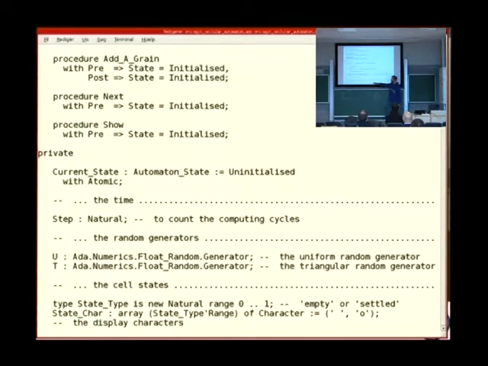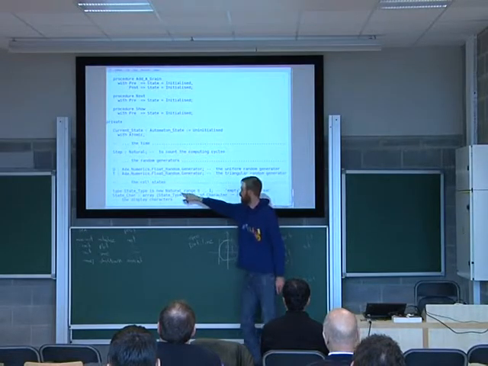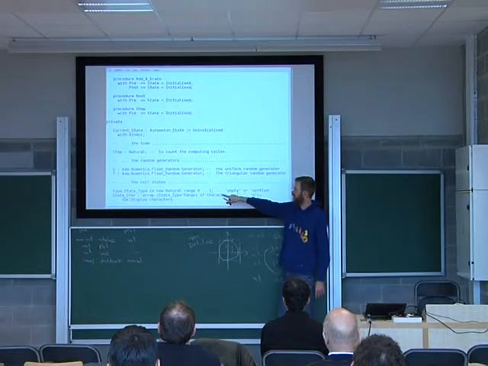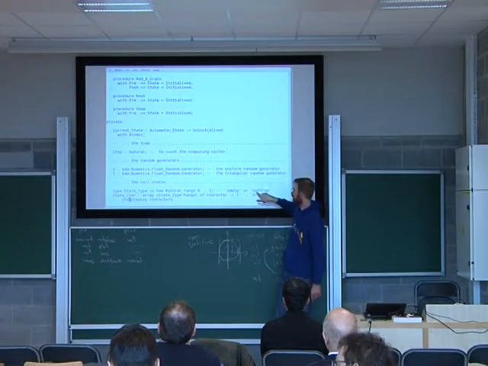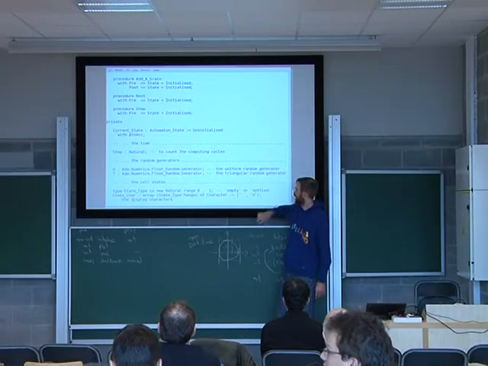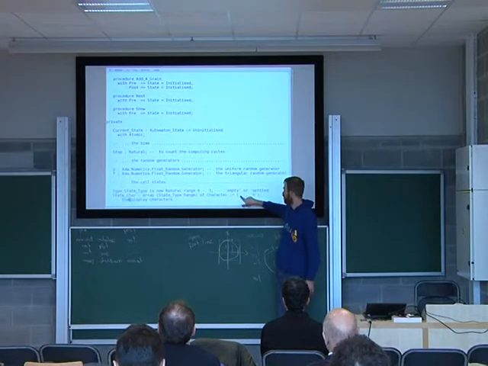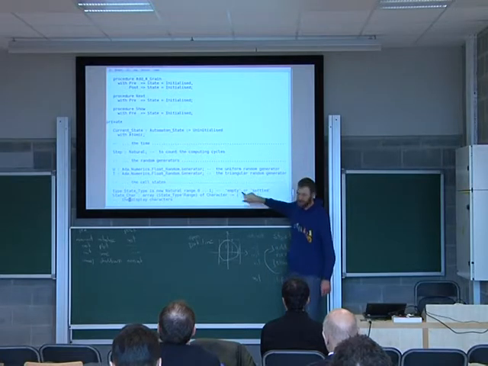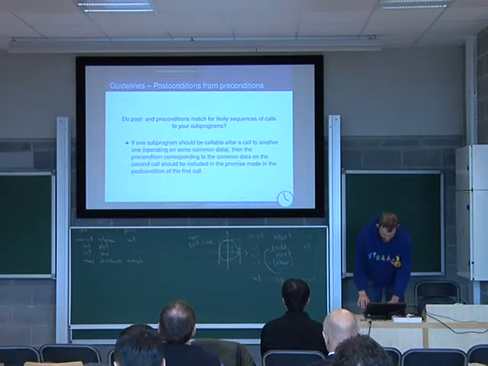In Ada, you can declare enumerated types as I did for the automation state. So in a case like this, you make a state type which is empty, settled, and then you write out this representation array with the characters, also making sure that empty gives you space and settled gives you the lowercase o. But that's it.